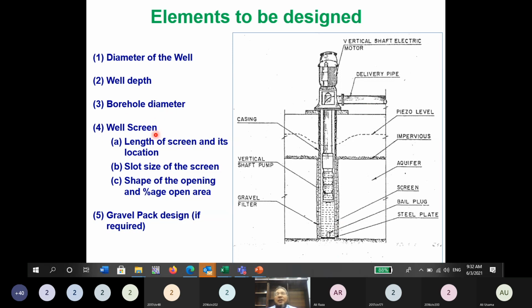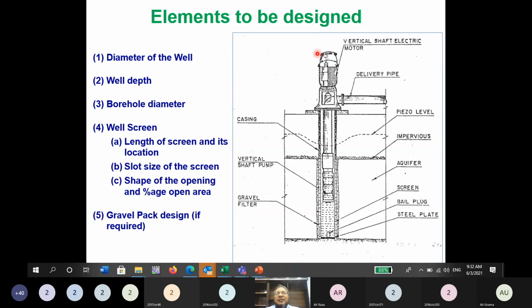And we should design the well screen. If we are providing a deep well in alluvial soils then we also have to design the screen. So what about the screen: what will be the length of the screen, from here to here. This is the length of screen. Slot size of the screen, what the size of the screen opening should be. And the shape of the opening and percentage open area of the screen. So this is all design of the well screen. And number 5, gravel pack design. Now around it what gravel pack we have to provide, if required.